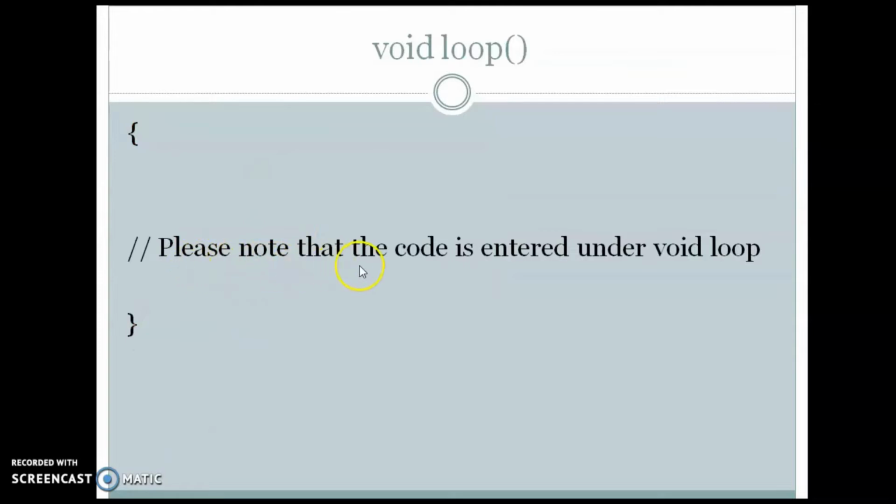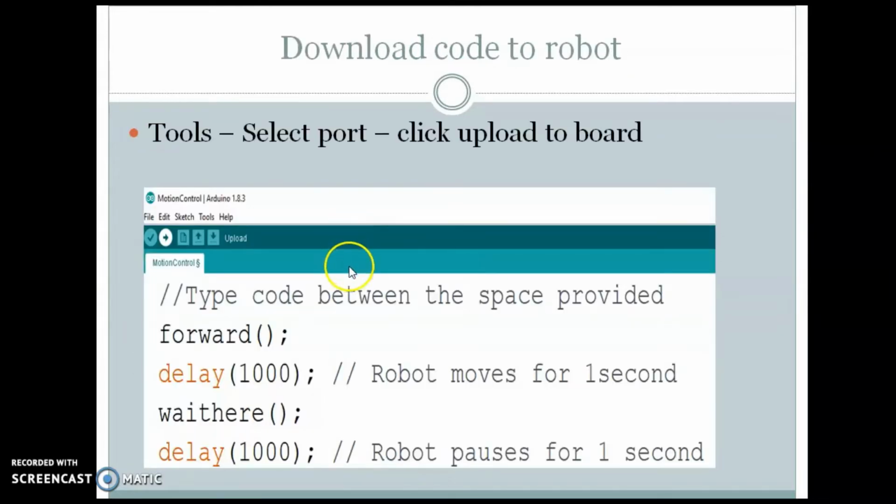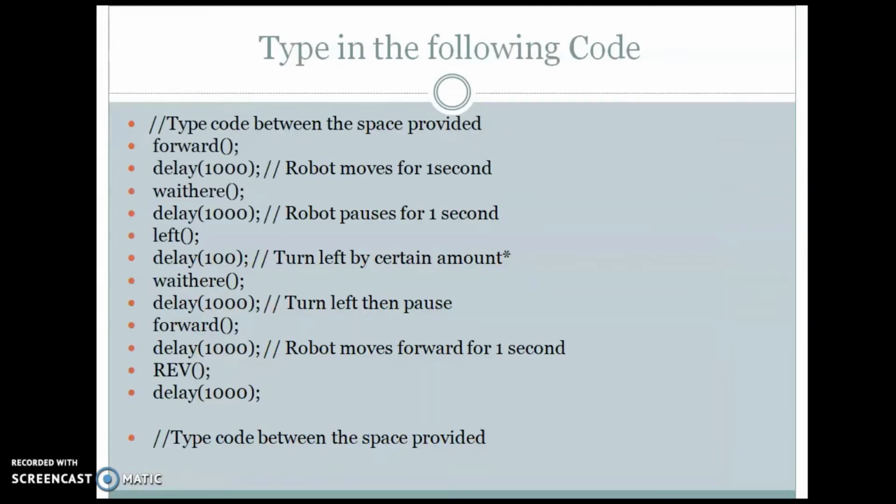Please note the code is entered under the void loop, as will be demonstrated. In the Arduino IDE, this is how it will look. This is the forward function with the brackets and then the semicolon. Then it moves forward for this amount of time, 1 second, then wait here. This is just an example of how it is in the Arduino IDE, which we will be going through in detail as well to show you what's happening.